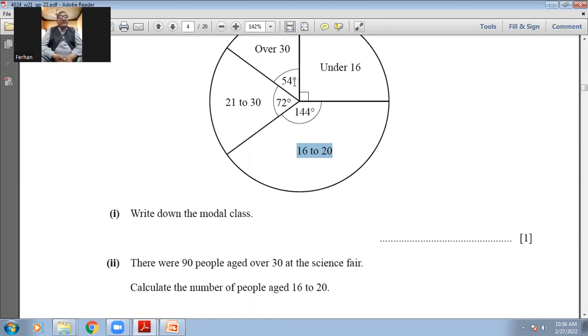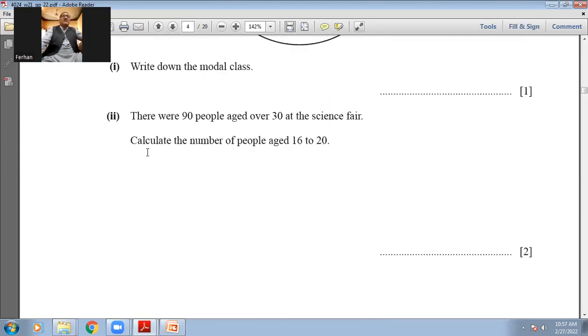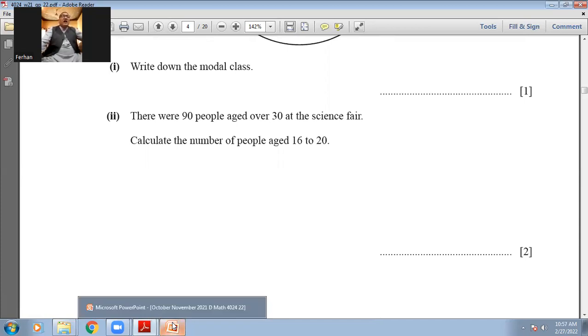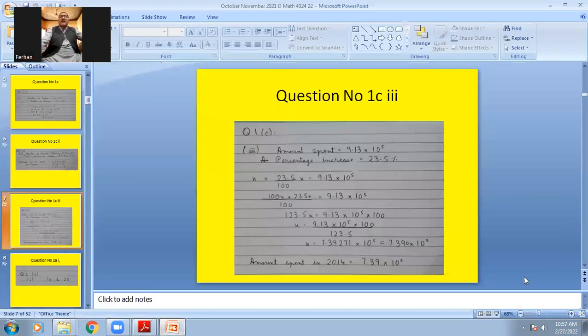and they are asking us to find out the people who are aged from 16 to 20. So their angle is 144. So 54 degrees means 90 people, and 144 degrees means how many people. So you can use the method of ratio. So let's check how we have done this. It's a 2 marks question, and here we go.